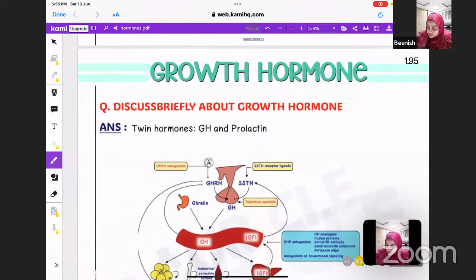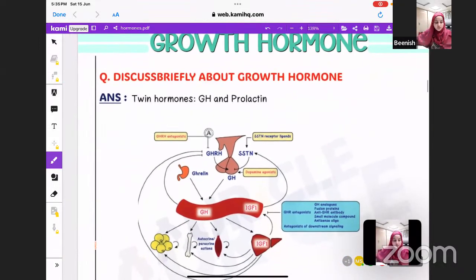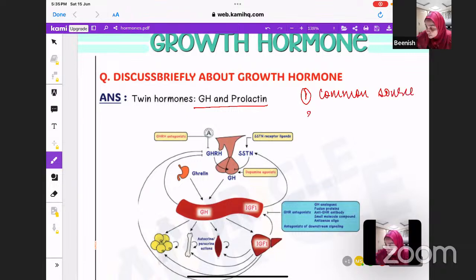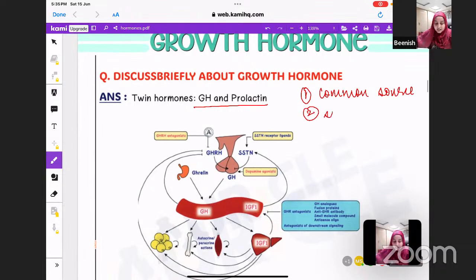Now we'll discuss in detail about the growth hormone since it is very important. As I told you, your prolactin and growth hormone are considered twin hormones. Now why are they considered twin hormones? Firstly, because they have a common source. Secondly, they have similar receptors. And thirdly, because they have similar changes in levels with respect to each other.